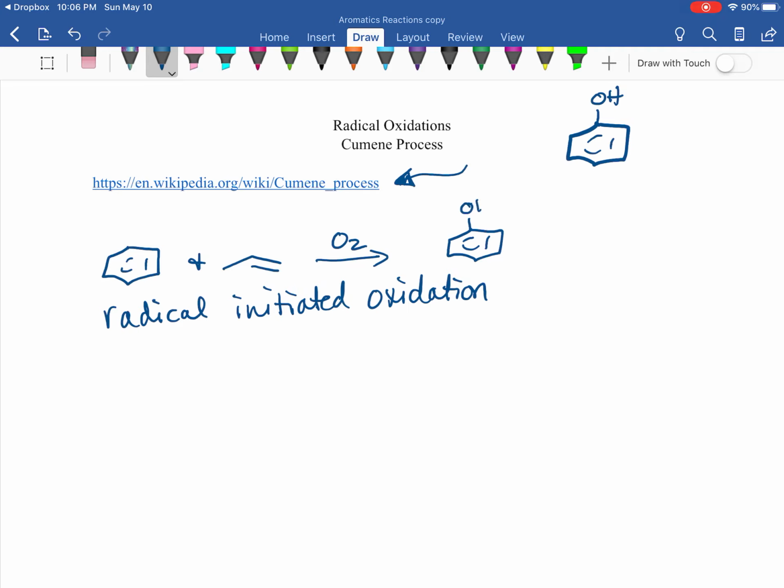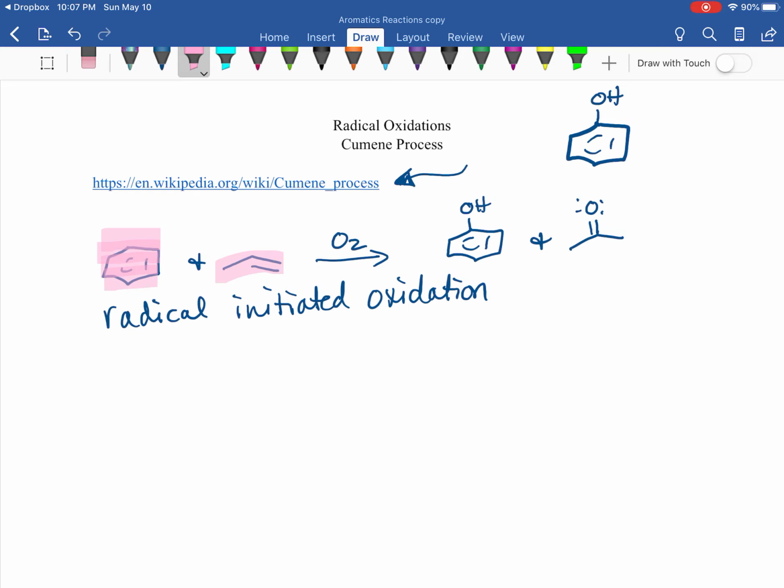And what's super awesome about this process is it's 2 for the price of 1. What they make is phenol, which is a huge, huge chemical industry. And the byproduct is an even bigger industry, and that is acetone. So literally it's 2 for the price of 1.